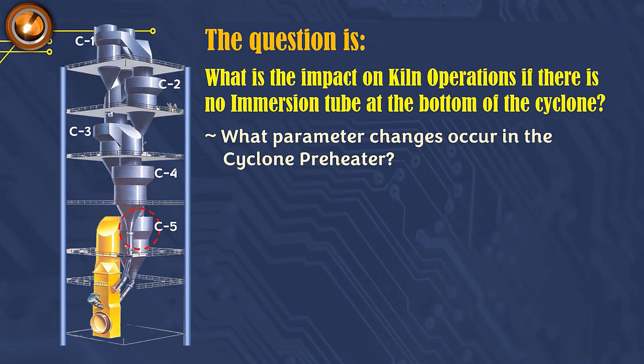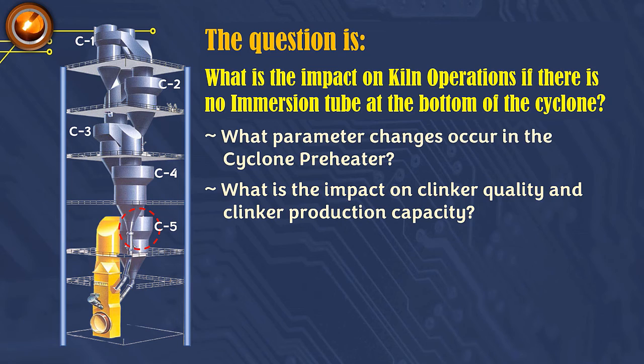That was an explanation about the function of the cyclone and the immersion tube. The question is, what is the impact on kiln operations, if there is no immersion tube at the bottom of the cyclone preheater? What parameter changes occur in the cyclone preheater? What is the impact on clinker quality and clinker production capacity?